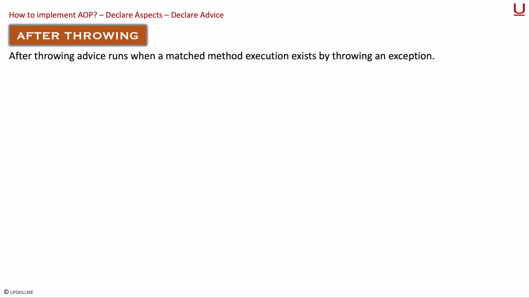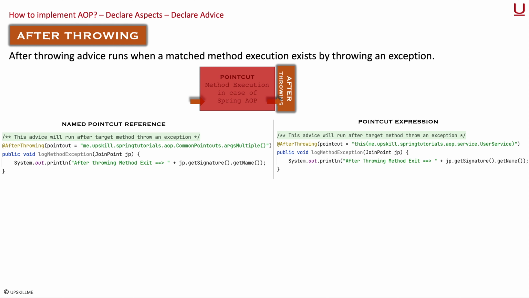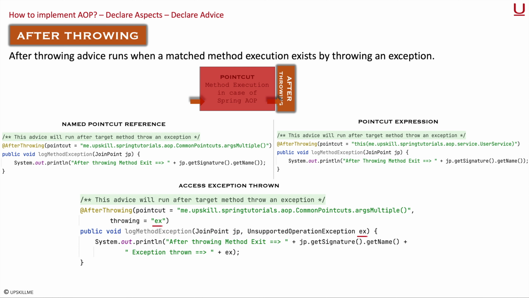After throwing advice. After throwing advice runs when a matched method execution exits by throwing an exception. You can declare after throwing advice in an aspect by using the AfterThrowing annotation. You can bind the thrown exception in the advice by using the throwing attribute on the annotation as shown in this example. The advice is only executed if the exception of the specified type is actually thrown by the target method. In this case, the advice will only execute if the target method throws UnsupportedOperationException.